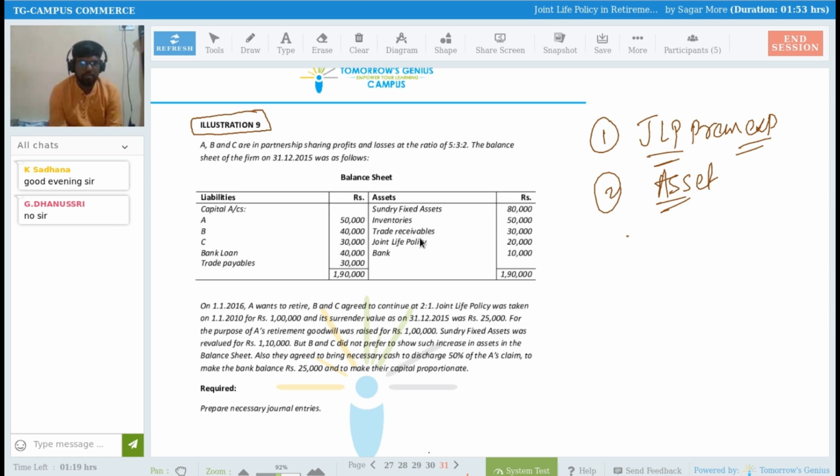This question is a mixture of lots of concepts, right? So we'll try to figure out one concept and how to do the accounting for the set. See here.